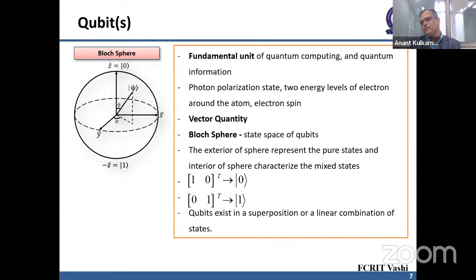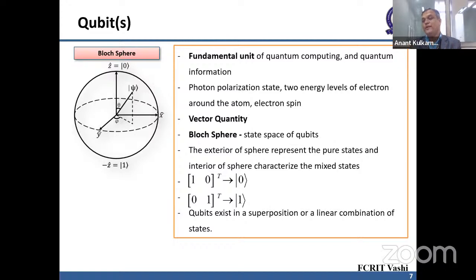Now what is this qubit? Qubit is a quantum state. It is neither 0 nor 1. It is a quantum 0 or quantum 1. Unless and until you measure it, it is in the quantum state. What examples can describe a qubit? Photon polarization state, two energy levels of an electron, where the electron moves from a lower orbit to a higher orbit or from a higher orbit to a lower orbit. That is also possible. And the most important one is the electron spin, through which I am going to take you through this entire presentation.